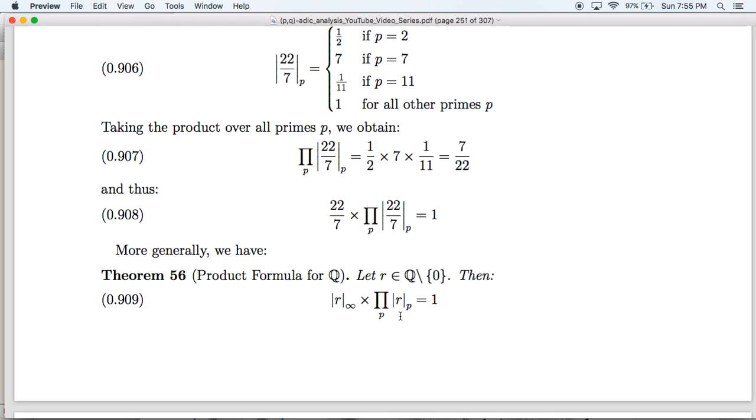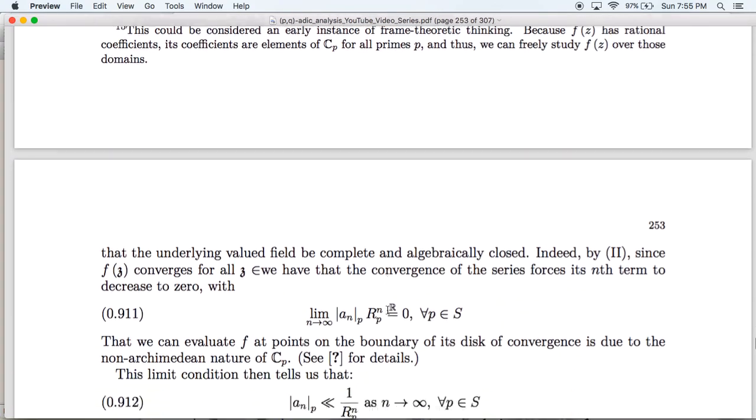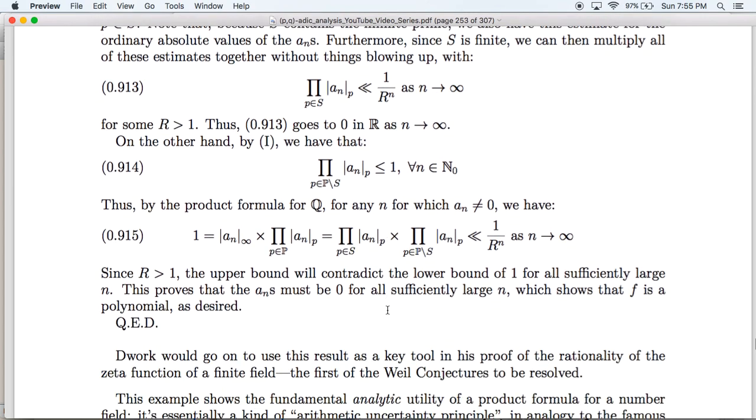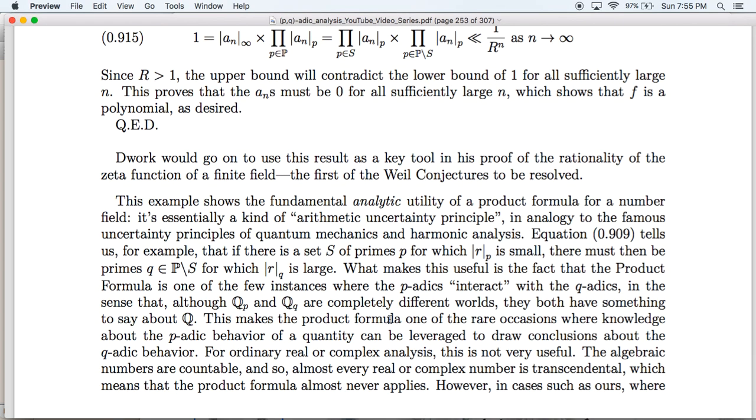For any given r, in this case, r is being realized as a p-adic rational number for all primes p. And this product makes sense because it's being witnessed by the global field Q. And so the product formula, in my work I conjecture its use comes from the fact that it will allow us to pass from p-adic information to q-adic information.